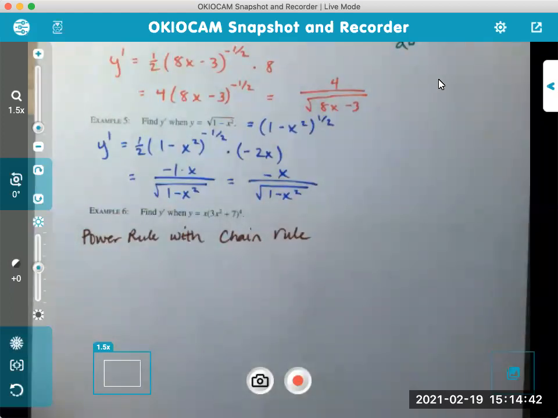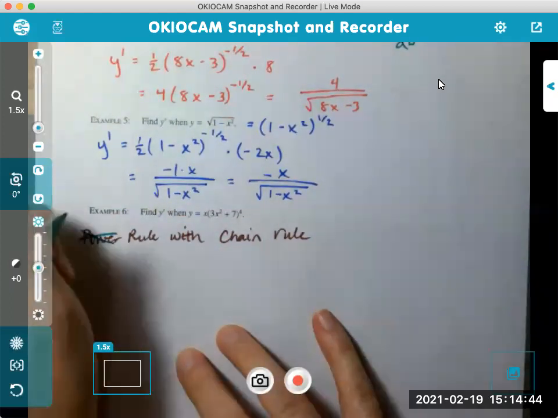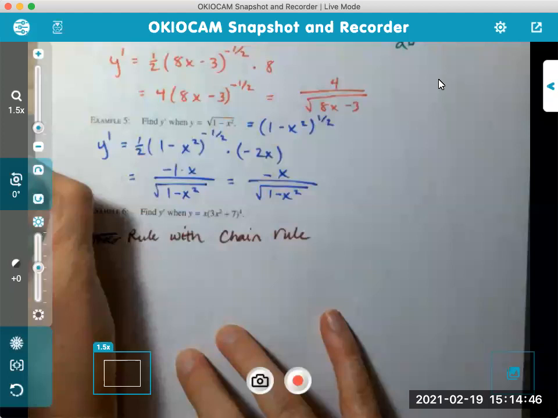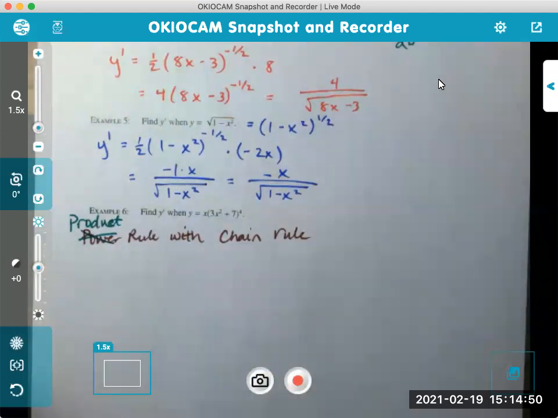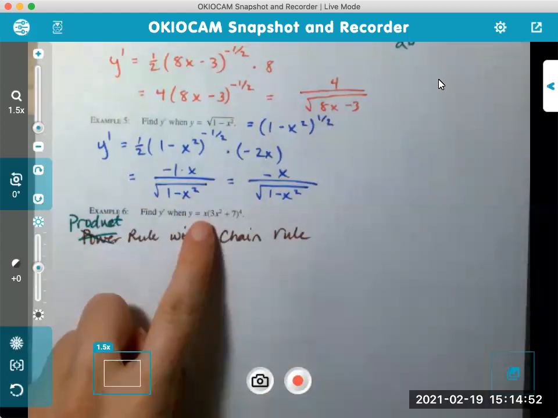Oh, I've noticed my mistake. This is why I like live teaching. Not power, but product. Y'all would have caught that much faster. Product rule with chain rule. Multiplication means product.